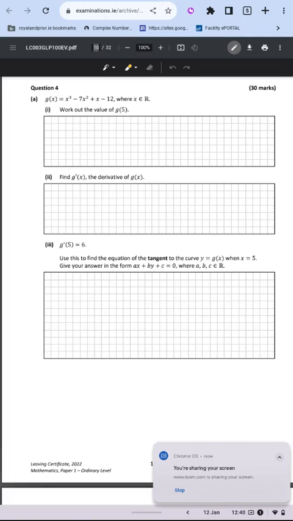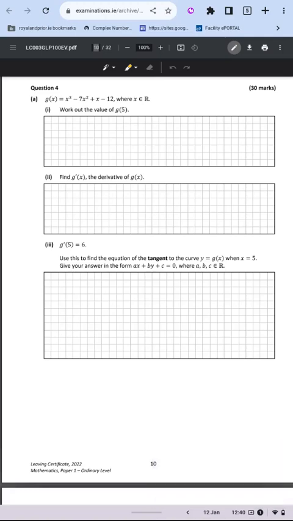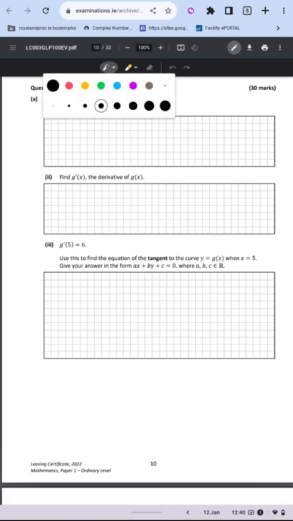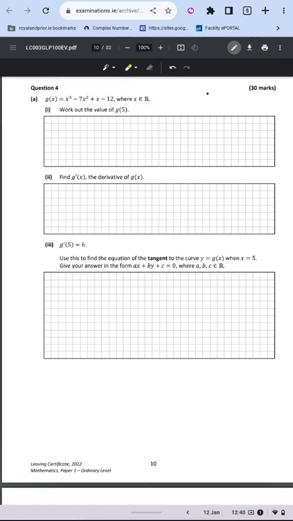Right, folks, so here we'll do question 4 and 10, differentiation, calculus, those sorts of style of questions. So the first one here now, work out the value of g of 5. So they give me a function g of x. To work out g of 5, the only thing you can do is horse in 5 for your x. So everywhere there's an x, throw in the 5.